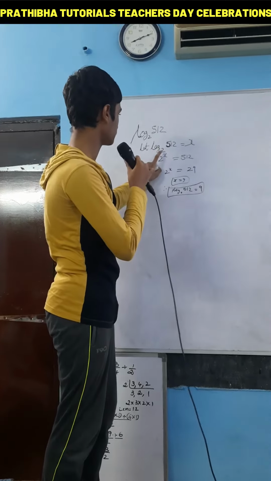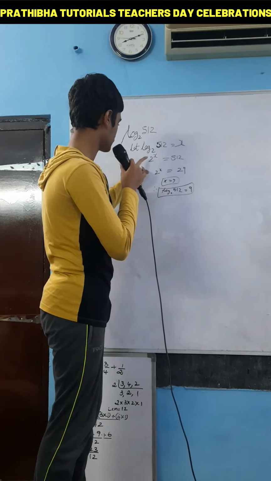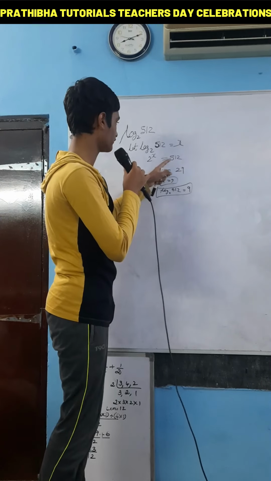Let log base 2 of 512 be equal to x. Then 2 power x is equal to 512.